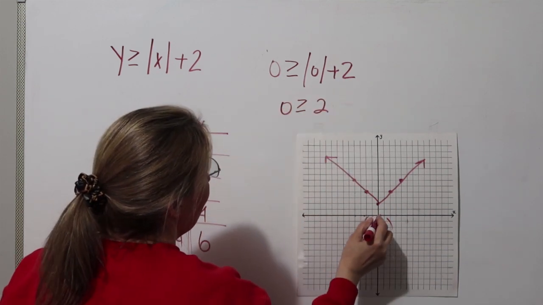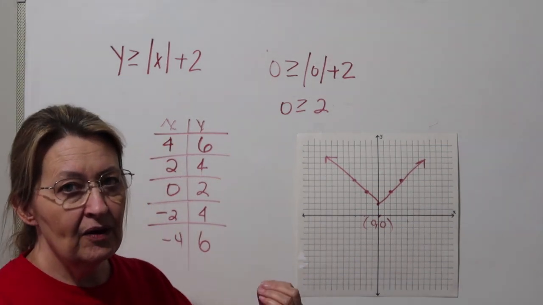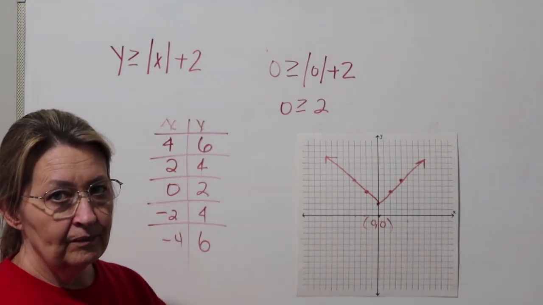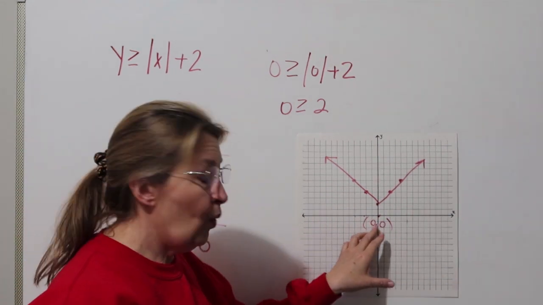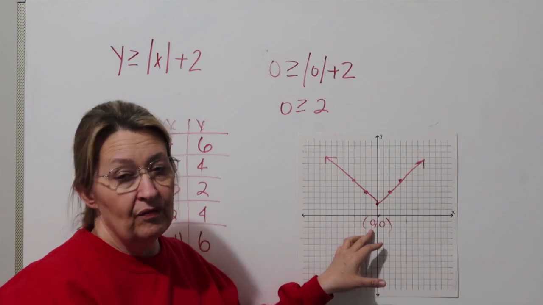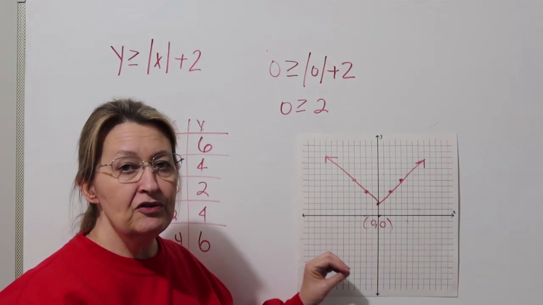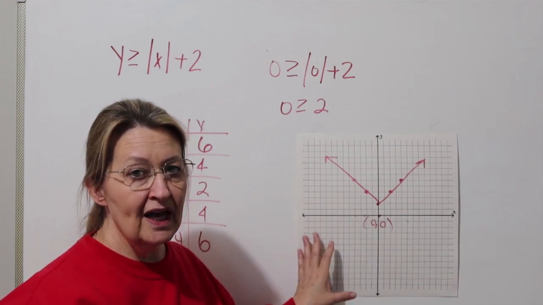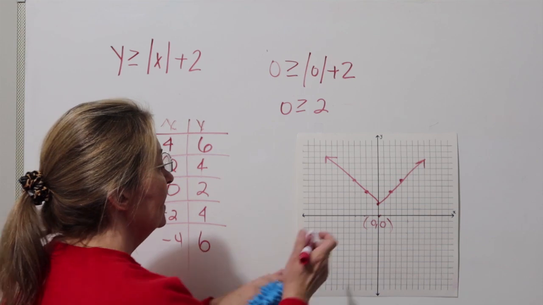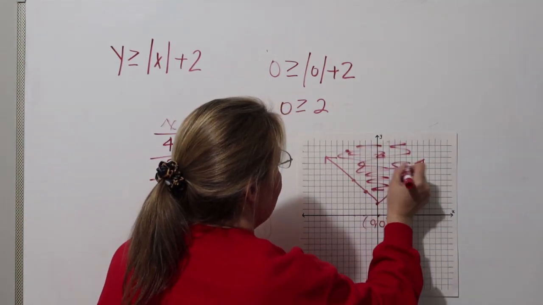Now that was this point right here. Is this a true statement? Is 0 greater than or equal to 2? No, it is not. So all of these points where that one was, they're not going to work. That's not my solution set. My solution set is the opposite area. If this was outside the V, I'm going to shade everything that is inside the V.